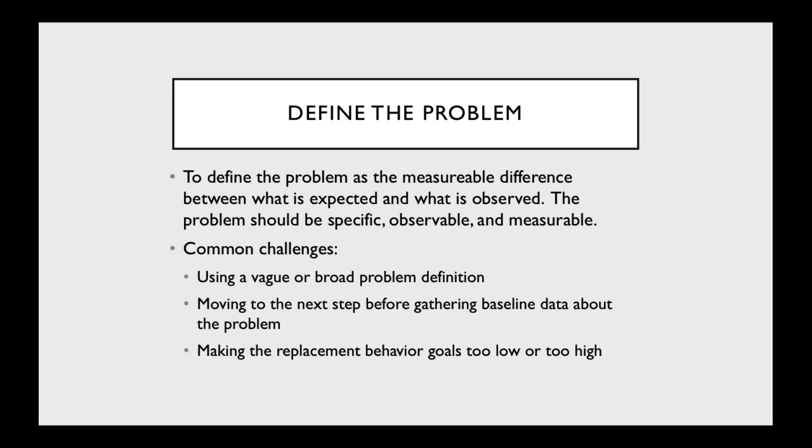And the other common challenge is making the replacement behavior goals too low or too high. So I see that often people make replacement behaviors for what we would consider to really be the acceptable behavior or the behavior of the typical. So the child can't even begin to establish that behavior because it's out of their reach.